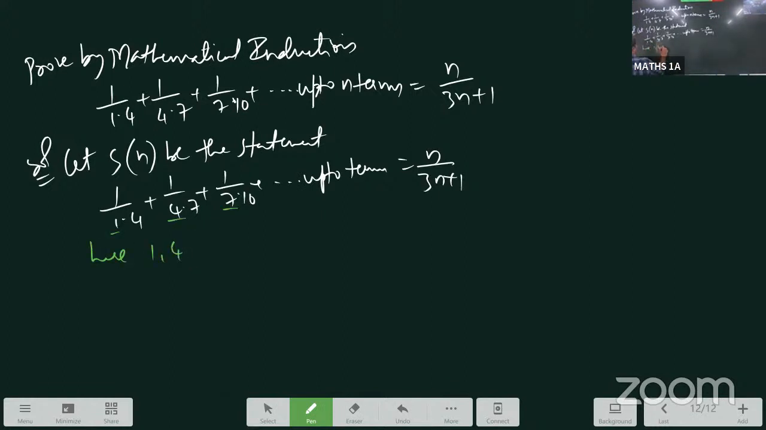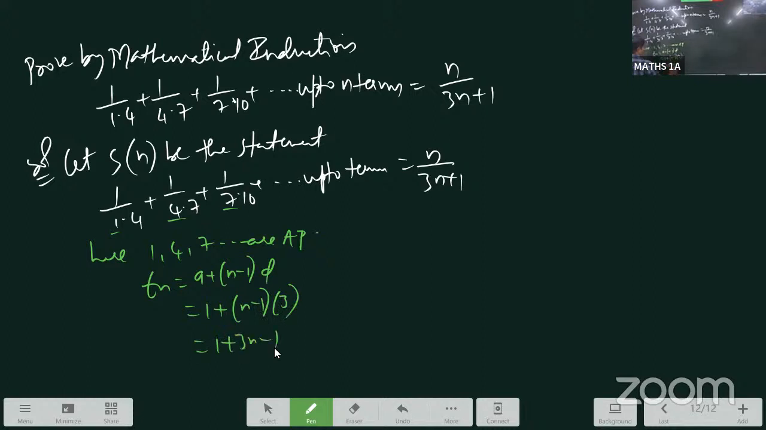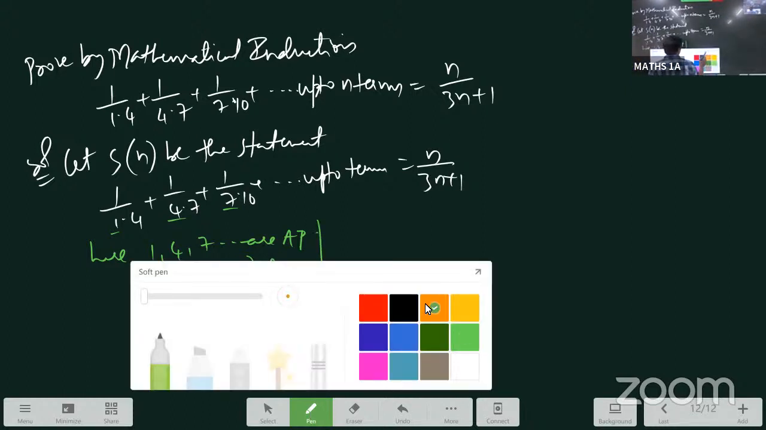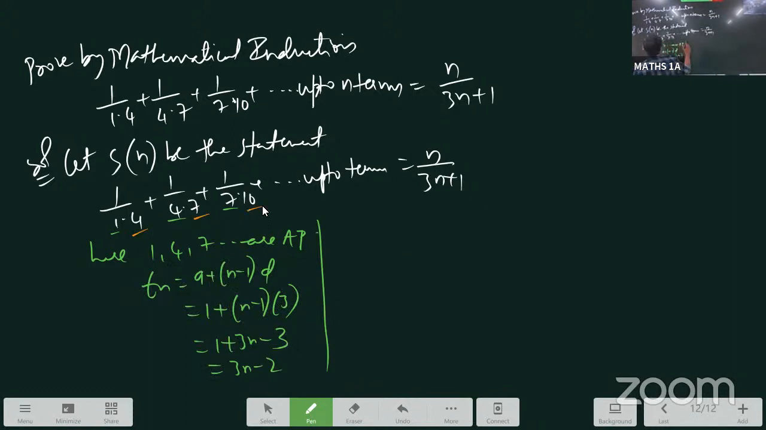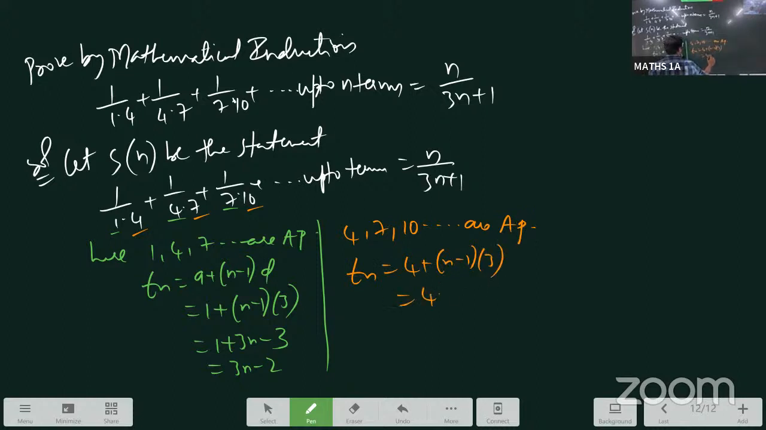1, 4, 7, dot dot dot are in AP. So Tn is a plus n minus 1 into d. 1 plus n minus 1 into the common difference 3: 1 plus 3n minus 3, that is 3n minus 2. Right? Next, 4, 7, 10, dot dot dot are in AP again. So Tn is 4 plus n minus 1 into 3: 4 plus 3n minus 3, that is 3n plus 1.